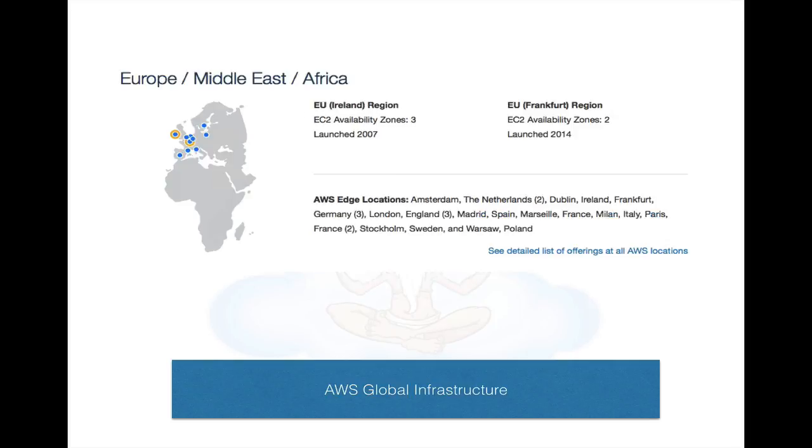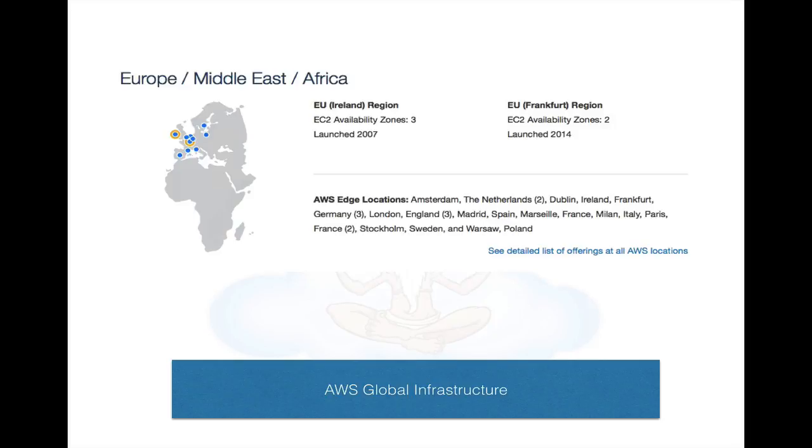In Europe, the Middle East and Africa, we've got 2 regions. We've got EU, Ireland, which consists of 3 availability zones. This is the region that I use the most because I'm based in London, and throughout the course this will be the region that I'll be working out of. However, you can work out of whatever region is most suitable for you and your geographic location.